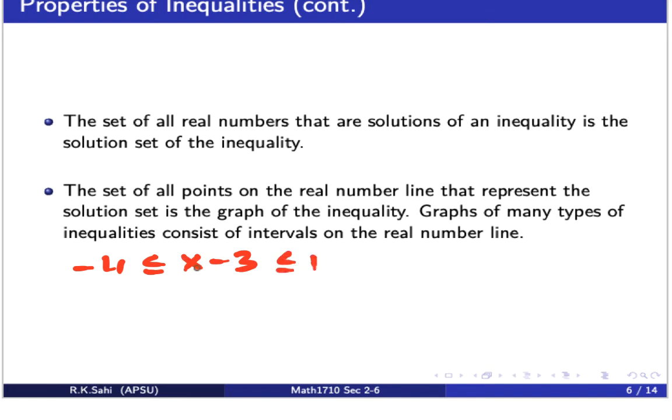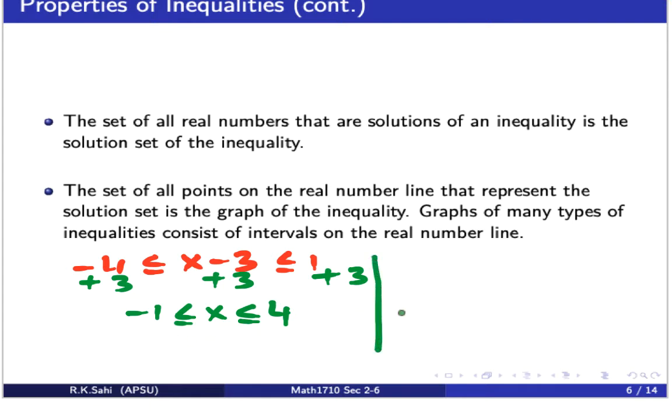When you want to find the solution, that means you want to get x alone. So what we are going to do is add 3 to the whole inequality because we want to get x on its own. So what do we get? -4 plus 3 is -1, less than or equal to x, less than or equal to 4. What it simply means is all the values between -1 and 4, and this little equal sign means you are going to include these endpoints in your solution set. This is the notation in the simplest form, but there are many ways we can write down the solution set.